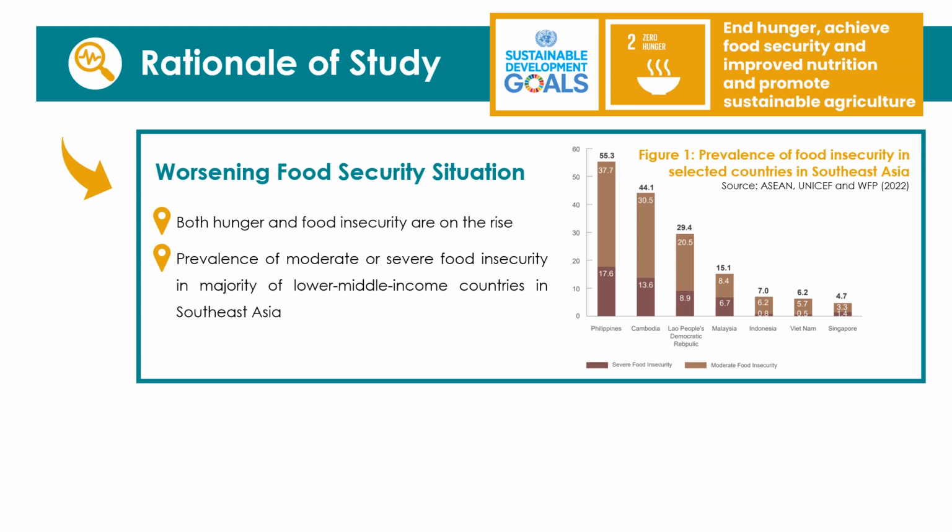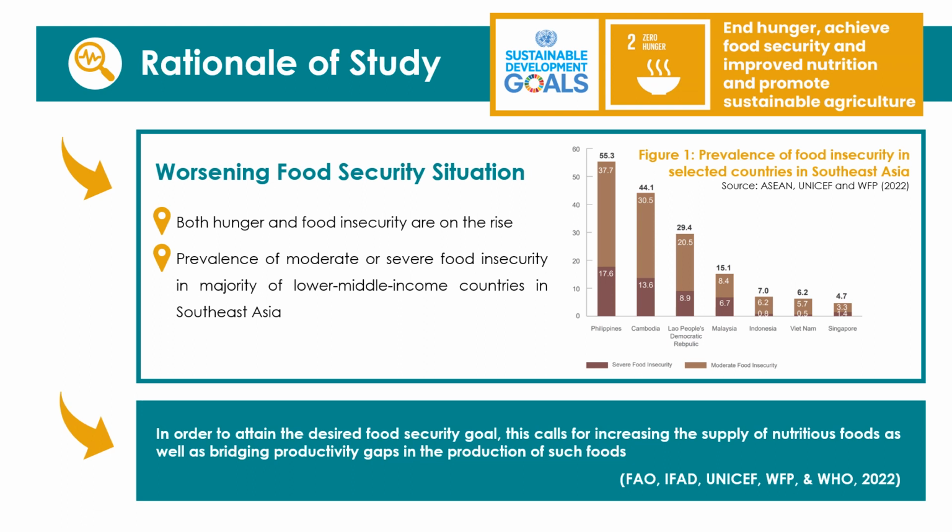The ASEAN Food and Nutrition Security Report 2021 also reported the prevalence of moderate or severe food insecurity in majority of the lower middle income countries in Southeast Asia. The situation even persists in Singapore, which has a high income status as shown in Figure 1. Thus, in order to attain the desired food security goal, this calls for increasing the supply of nutritious foods as well as bridging productivity gaps in the production of such foods.